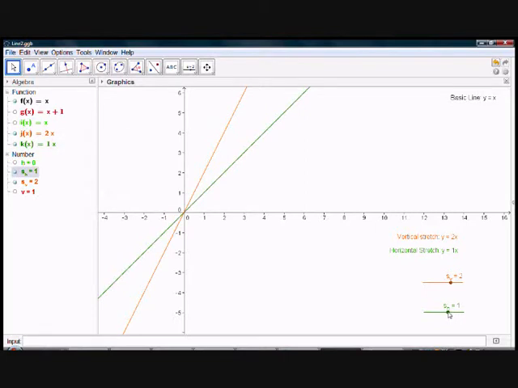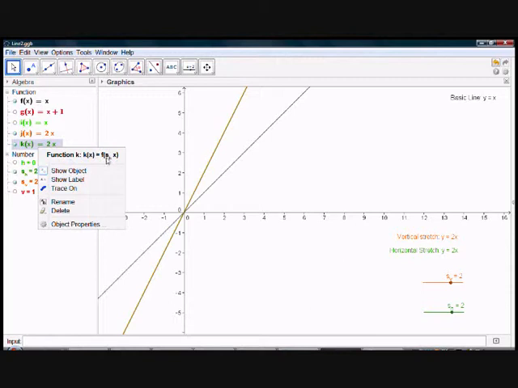Let's see what happens when I apply the horizontal stretch and shrink parameter. As you can see, it has exactly the same effect as the vertical parameter. But when you look at the definition, you can see that it's actually been applied inside the brackets to the x. Now in a straight line, that doesn't make any difference.